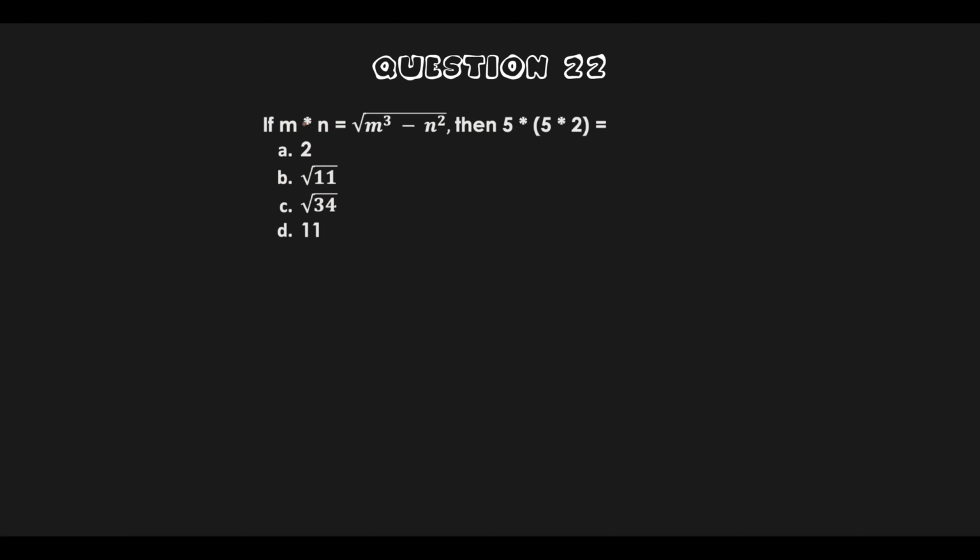So this says if m star n equals this, then 5 star this is equal to? So you see how we have the m here, m star n.